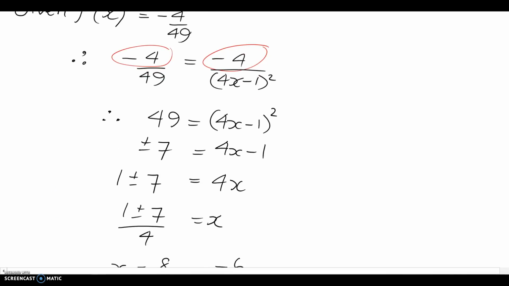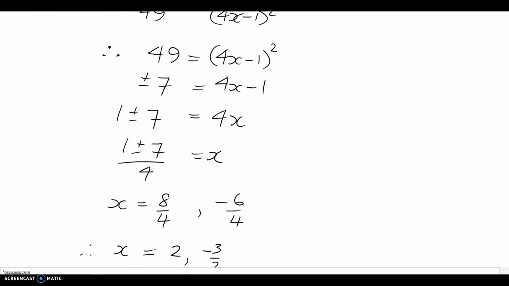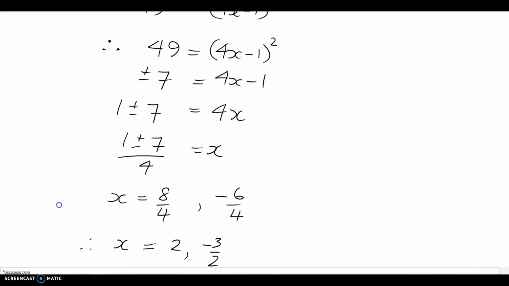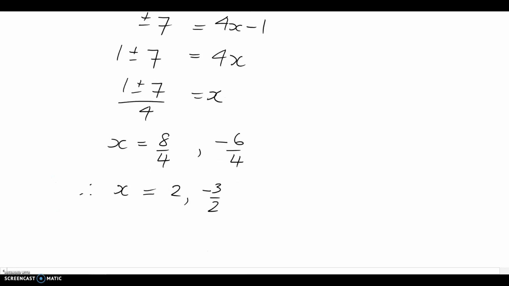So then I have to add 1 to both sides and divide by 4. And because I've got the plus and the minus cases, if I go 1 plus 7 over 4, that's 8 over 4. And if I go 1 minus 7 over 4, that's minus 6 over 4, and I can simplify that. Hope that helps.